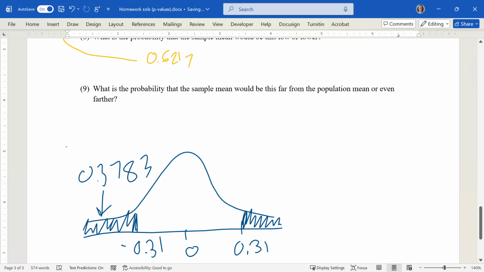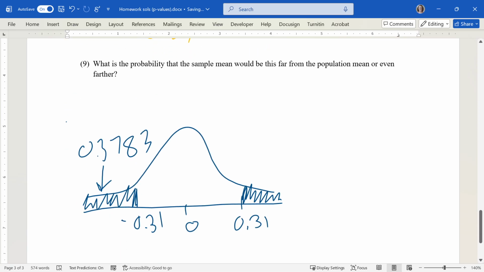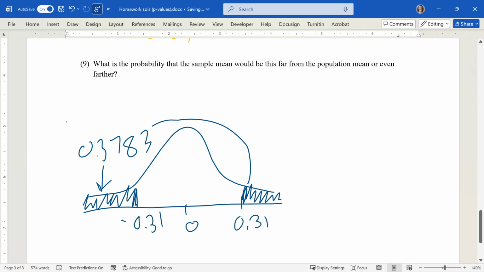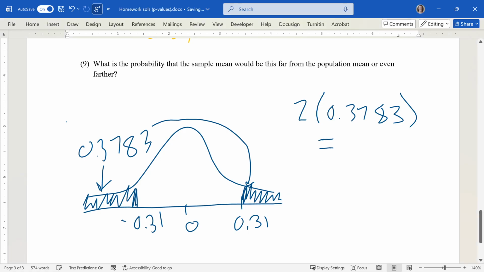But at this point in the problem, I actually already knew what the right tail was, which was the same thing, 0.3783. So if you already had this prior knowledge of what the right tail was, you could just double that to get both tails. If you started with the two tails like this, then it would be easier to look up your negative z-score, get the left tail, and then double that to get both tails. Either way, you should get the same answer, which is 2 times 0.3783. Throw that in a calculator. You get 0.7566, or 75.66% probability.